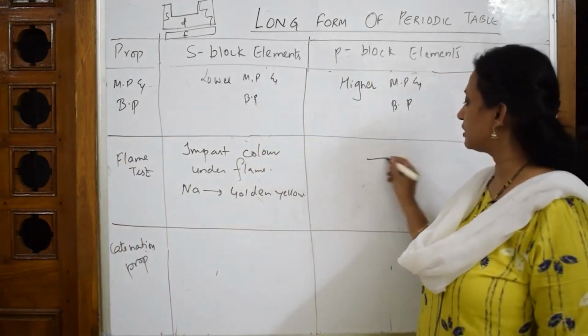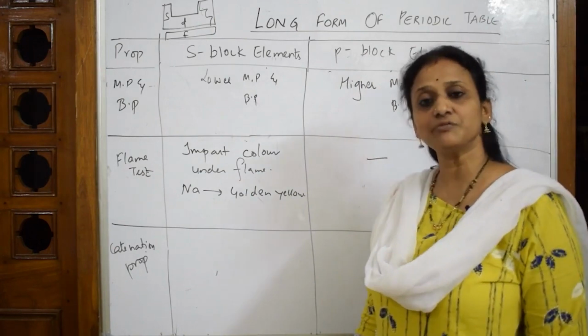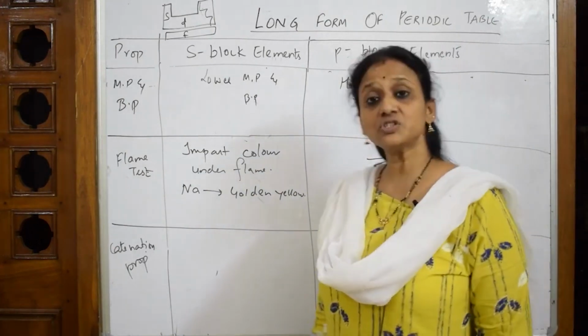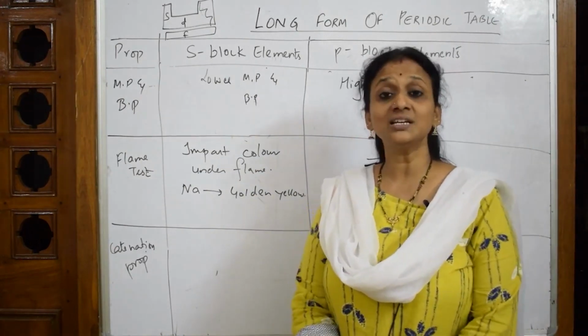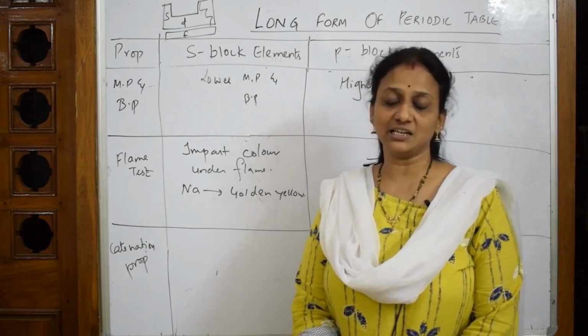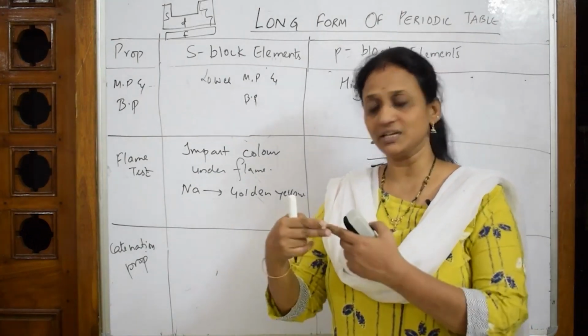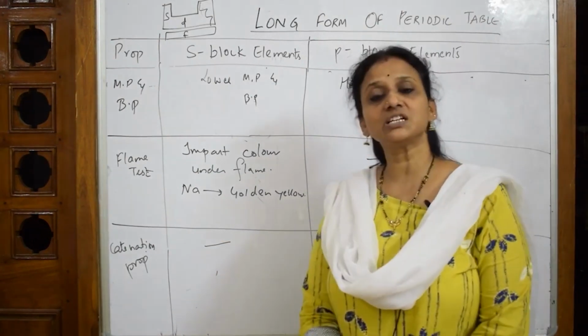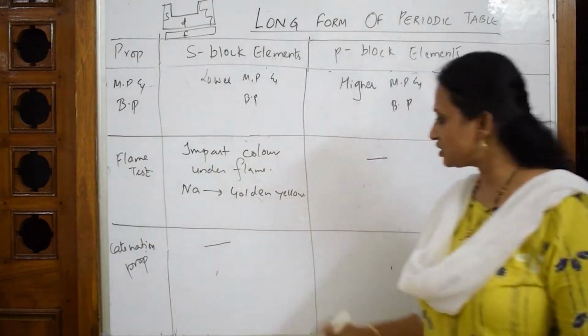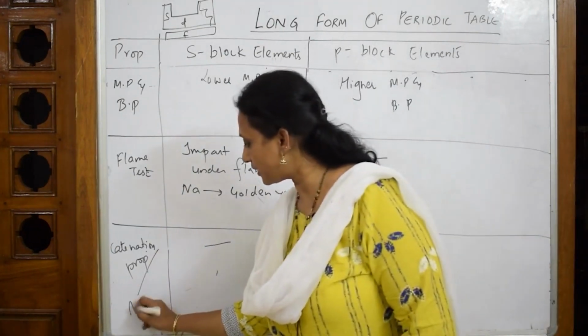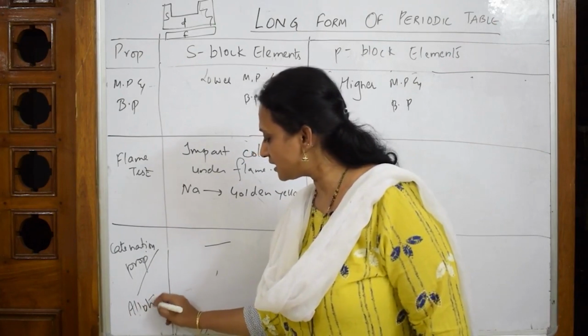Suppose I take P block, nothing of that flame test color do we observe for P block elements. When I have to see the catenation property, what is catenation? It is the self-linking property. One will link to the other. This is not observed in S block elements, but catenation as well as allotropic property is. Allotropic means existing in different forms.